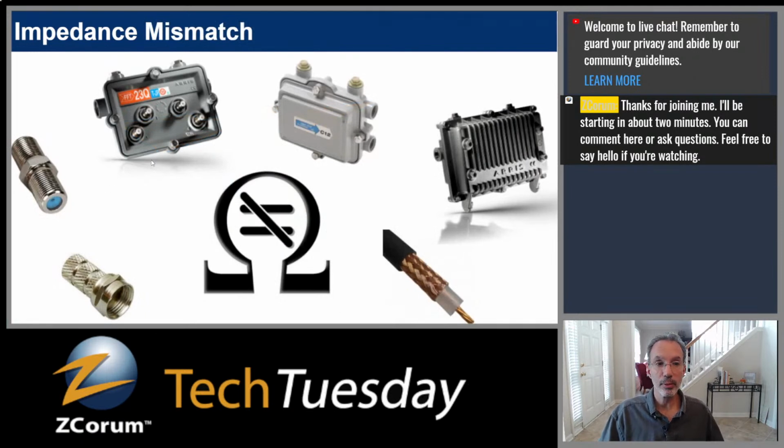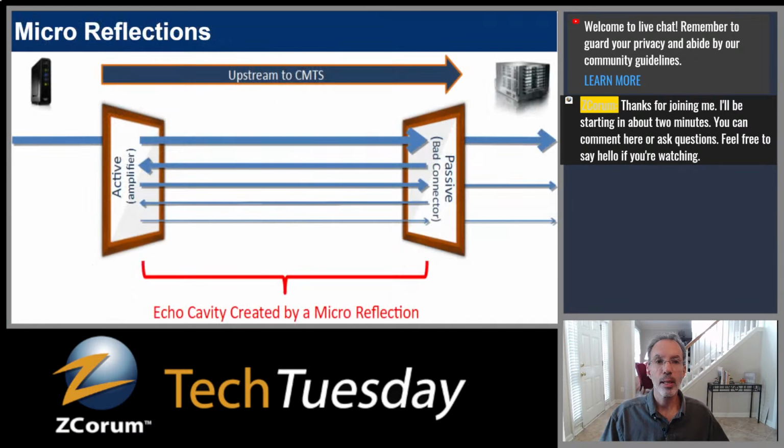So it can be connectors, terminators, actives, passives, or the cable itself that gets a kink or a crack in it. Any of these things can cause an impedance mismatch, and that's what we're looking for: what is causing that problem. And usually what we're identifying here is a microreflection.